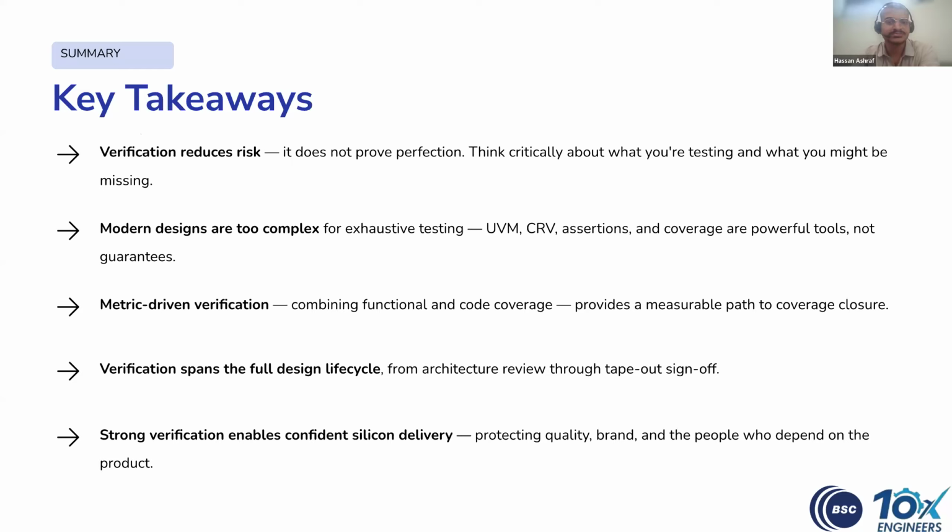So UVM, constrained random verification, assertions, and coverage are powerful tools, not guarantees that everything is verified using one. So you have to have a mixture of all these methodologies. Metric-driven verification, combining functional and code coverage, provides a measurable path to coverage closure.